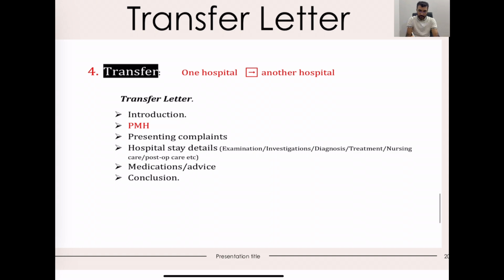So introduction, then past medical history. In this scenario, we are transferring the patient to another hospital. So the treating hospital has no existing professional relationship with the patient. So we definitely include past medical history. Then presenting complaint, then hospital stay. Definitely we have admitted the patient. We have provided some kind of care, which includes examination, investigation, diagnosis, treatment, or nursing care, whatever. Okay. Then medication. If we are giving some medication to the patient, we will write the medications. Then conclusion.